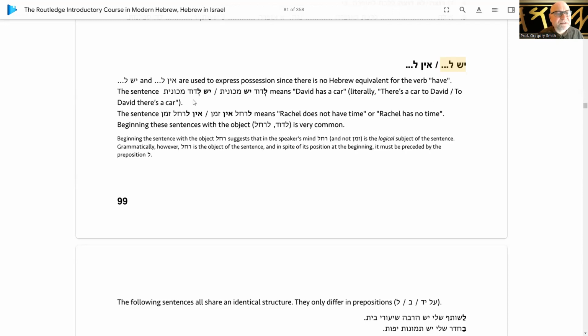Okay, so then the sentence yesh ledod mekonit. I think Dode is an uncle, and Mekonit is a car. Yesh ledod mekonit. Okay, yeah, David. That's David.